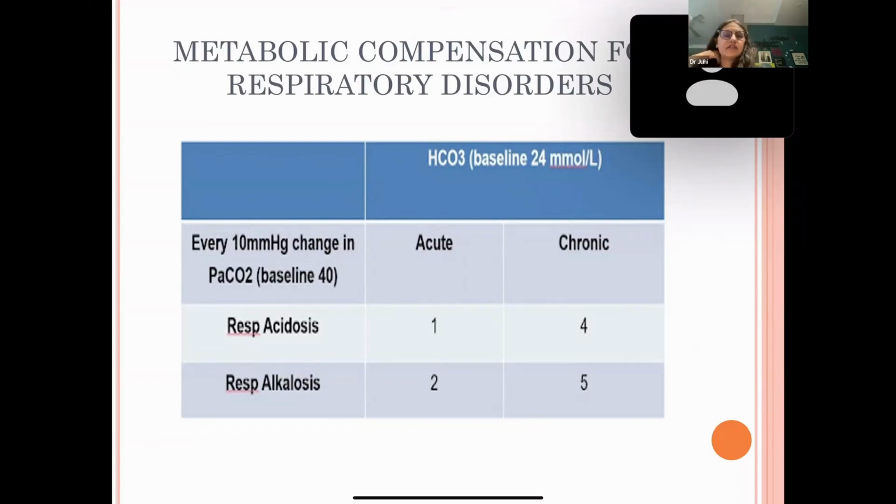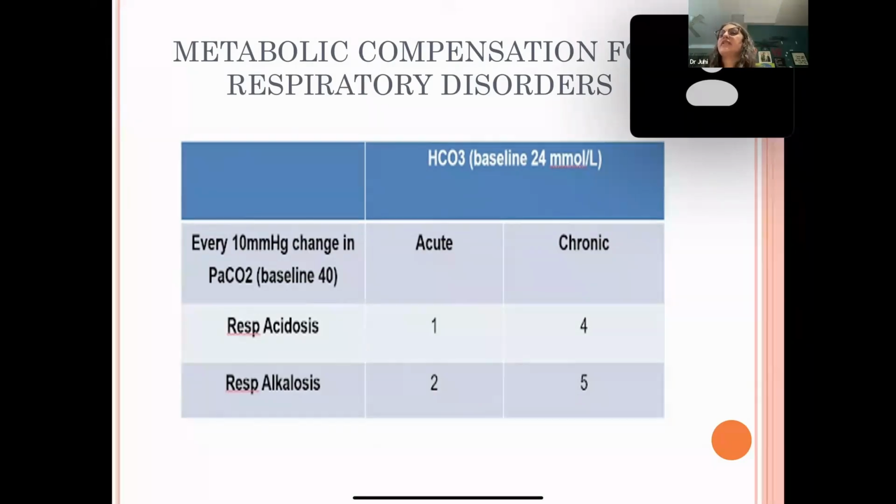I'll explain when we solve the case scenario, but just here you understand what this means. Every 10 mm change in carbon dioxide, meaning 40 is our normal baseline CO2. In acidosis, if it increases to 50, supposedly by 10, then in acute respiratory acidosis the bicarb will rise by 1. Okay, if the CO2 is 50, in chronic the bicarb will rise by 4.